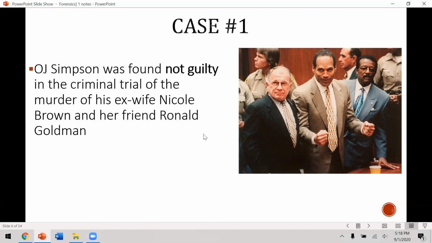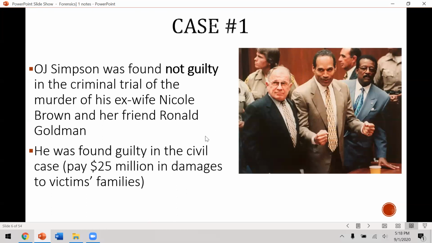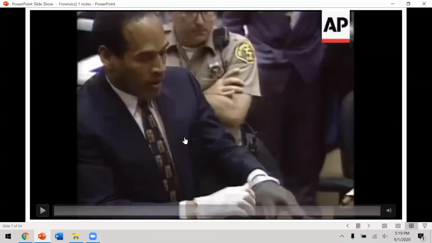And one of the main reasons he was found not guilty was because of, have you heard the saying, if it does not fit, you must acquit? That was from the O.J. Simpson trial. He was found guilty in a civil case, which is something different, not the criminal trial. So he did pay millions of dollars to the families of the victims, but he was not found guilty. He was not put in jail for this murder. So here's a quick video if you don't know this already.